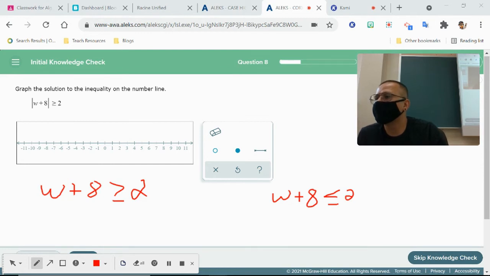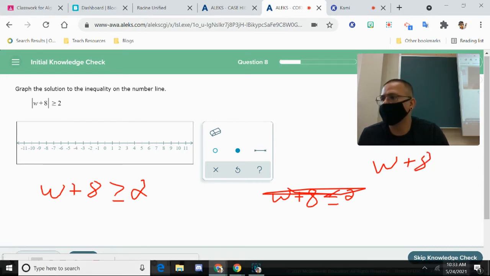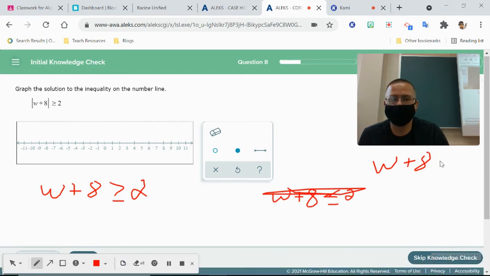So what am I looking for? Okay. The sign doesn't change. We just make that a negative. That's what I thought. Okay. We come back here. So back here, instead of doing this, it's going to be w plus 8 is less than or equal to negative 2.